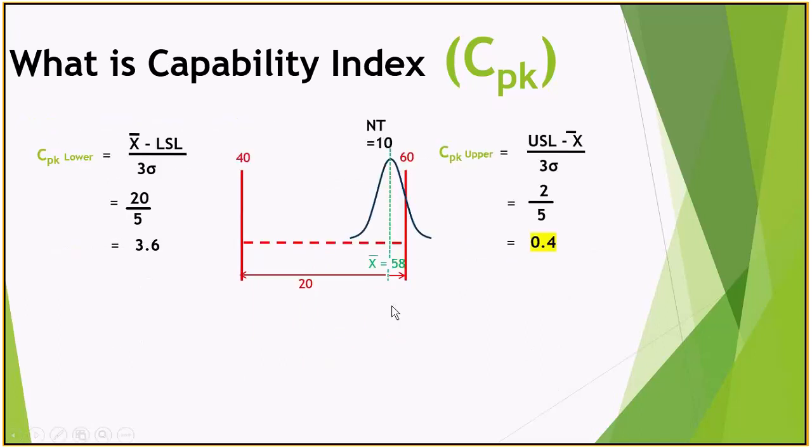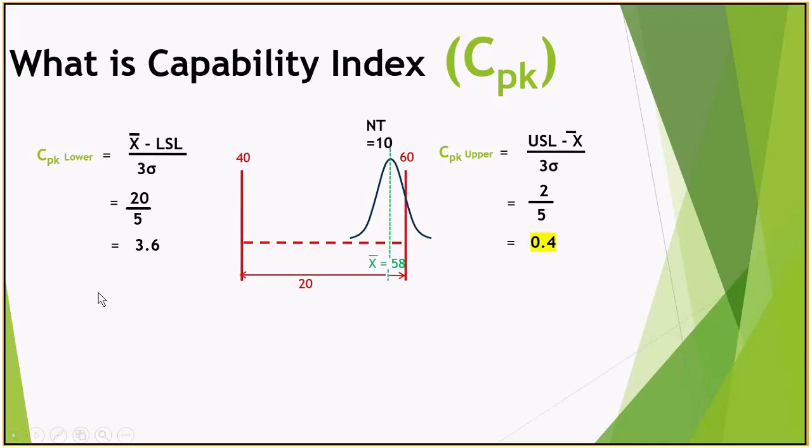You can see this picture. In this picture, when I calculate the CPK lower, it is X bar, which is your 58, minus LSL, which is 40. So 58 minus 40 should be 18. By mistake, it's written differently. It should be 18 divided by 5. 5 is what? Your natural tolerance is 10, and half of this natural tolerance is 5. So 18 divided by 5 is 3.6, right? And the CPK upper, which is nothing but 60 minus 58, 2, divided by 5 is 0.4.